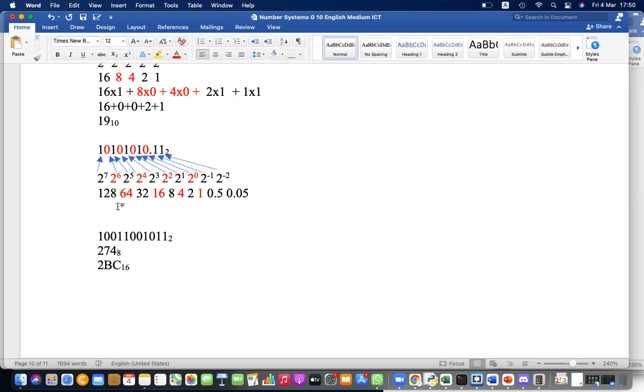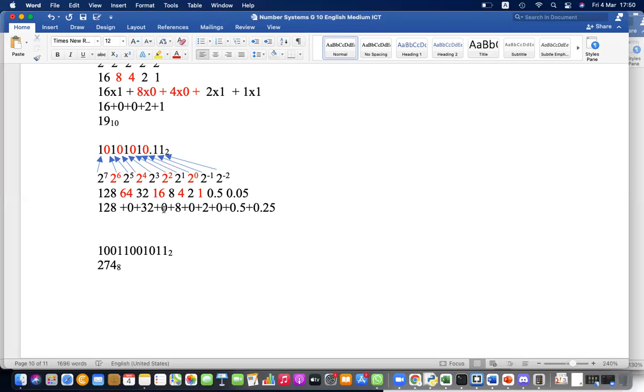So the other things you can multiply. I have just multiplied here, but I'm not going to multiply it, just write down, because when you multiply, you have to multiply by 1 or 0. If you multiply by 0, it's 0. If you multiply by 1, it's the same value. So no need to multiply them. I'm just putting 128 plus 0 plus 32 plus 0 plus 8 plus 0 plus 2 plus 0 plus 0.5 plus 0.25.